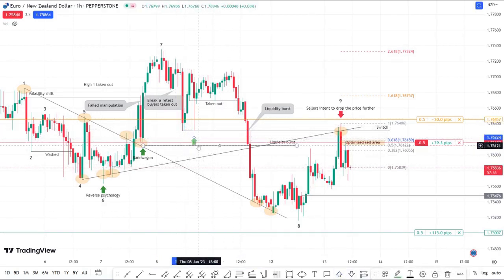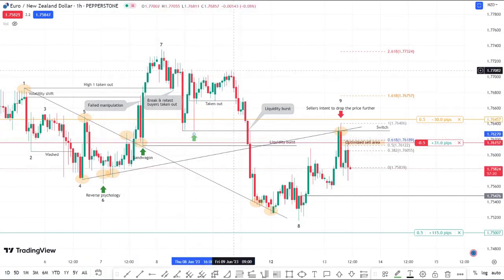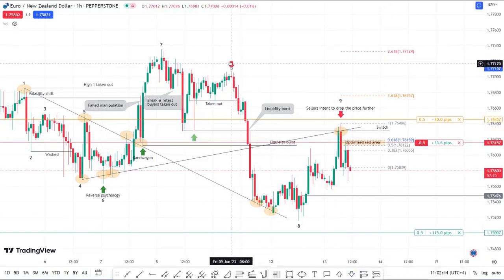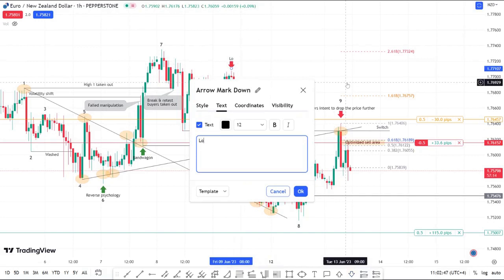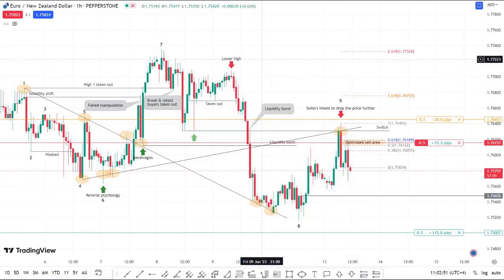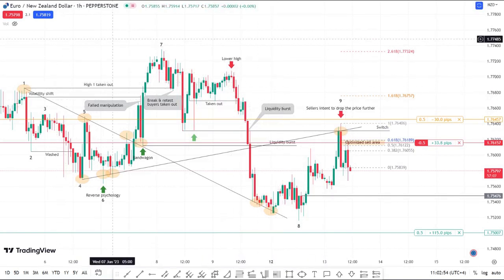this is a good opportunity for the retail traders to buy, wanting to catch the next break of high number 7. But then again, since we have a dominant player, which is the sellers, this particular low failed to create a new high, thus creating a new lower high. So this is a good indication that the trend might be ending.